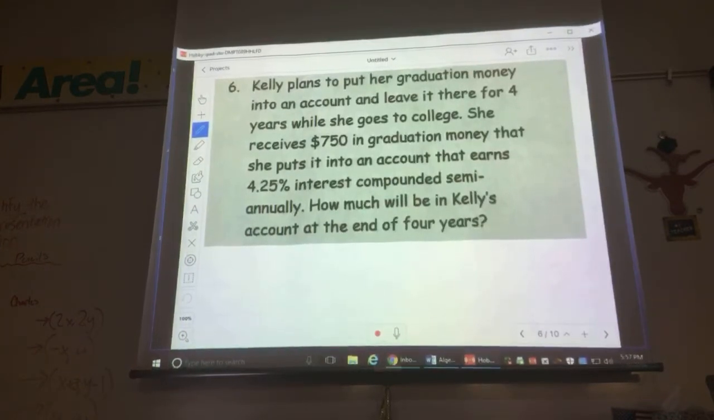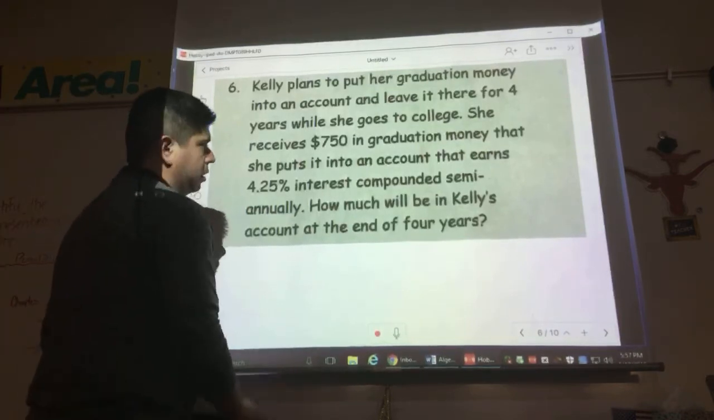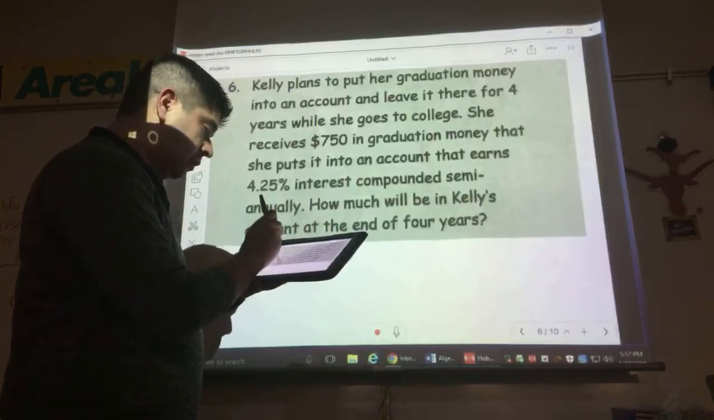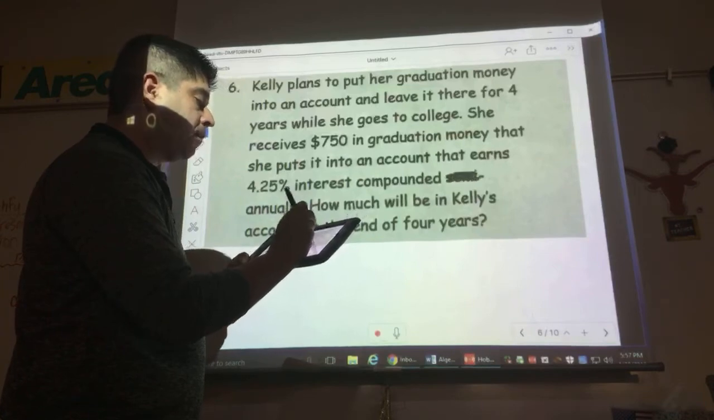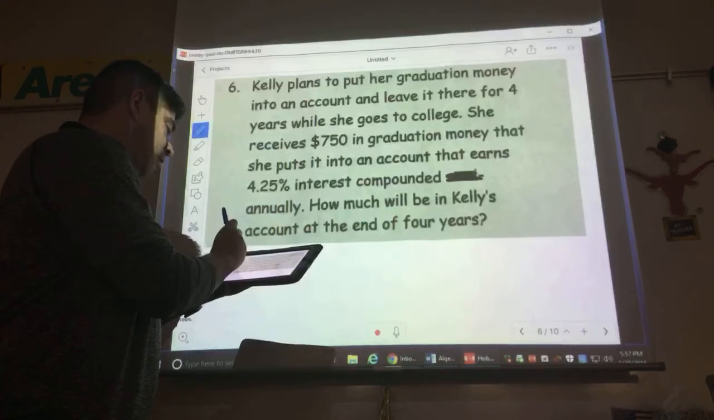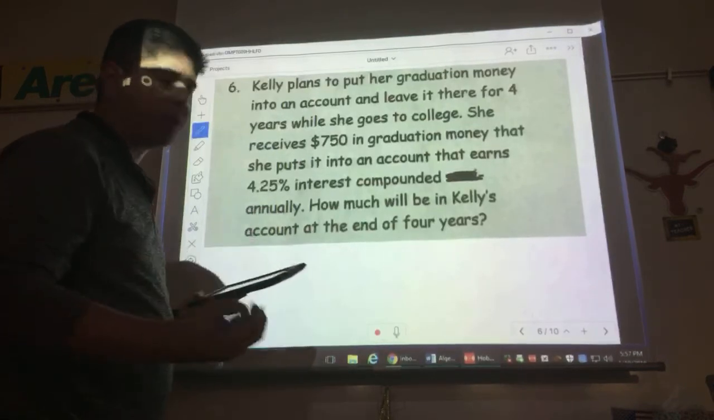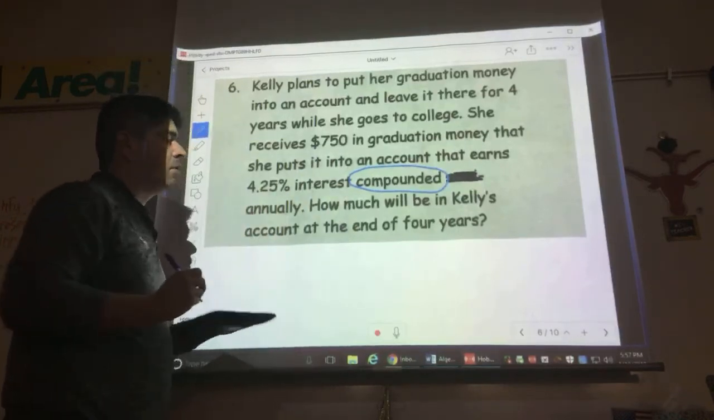Well, there's not one there, so let's see. Because we're not going to have to do anything semi-annually, what I want you to do is scratch this out. We're just going to make that annually. Okay, don't worry about semi-annually. That's something totally different. All right, so now I know this is an interest problem. So is it simple or compound? And it tells me right here, compounded. Okay, so it's compound interest.